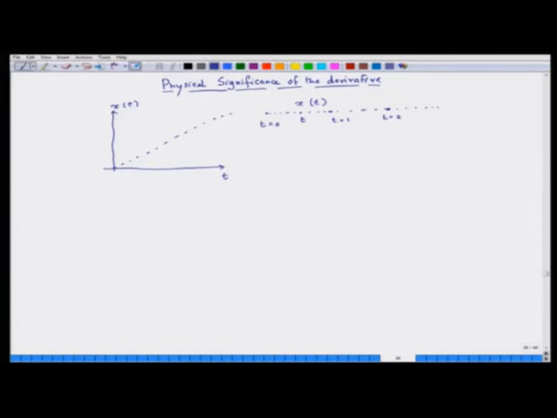Now, what is the meaning of velocity at a given point? That was one of the very important questions that was first faced by Newton while developing mechanics. So, it was Newton who brought in the idea of instantaneous velocity.